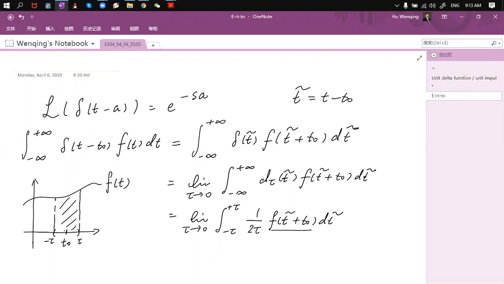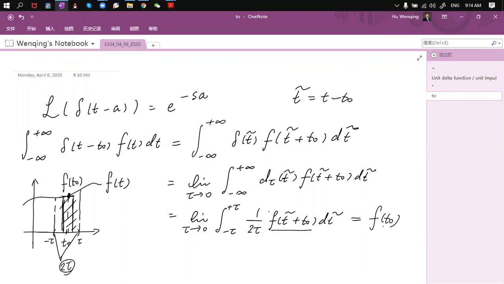Now, once you know the area under the graph, you can see that the width of this shaded area is 2 tau. As tau goes to 0, it is going to gradually approach a rectangle, right? So it's going to gradually approach a rectangle here, where the height of the rectangle is f of t0. So the limit will be equal to f of t0. So this is a very general result.